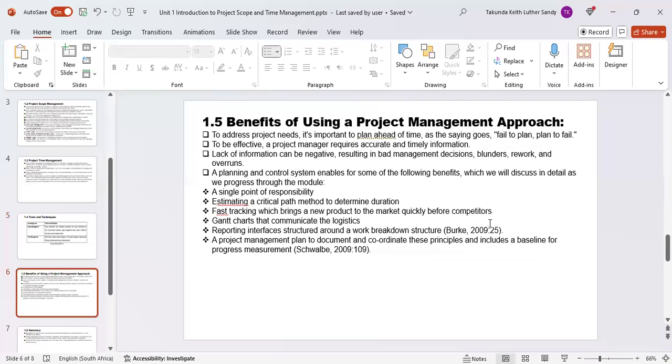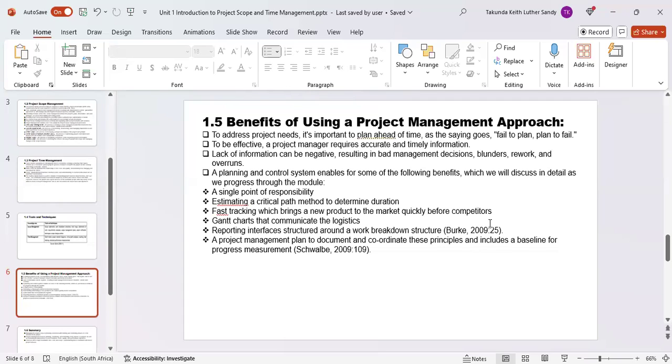All right. Then again in the module, they switched from project scope management and project time management, and they had a subheading that was talking about the benefits of using a project management approach. To my surprise, but anyway, we look at it also. So here we are simply saying that a planning and control system enables some of the following benefits, which we will discuss in detail as we progress through the module.